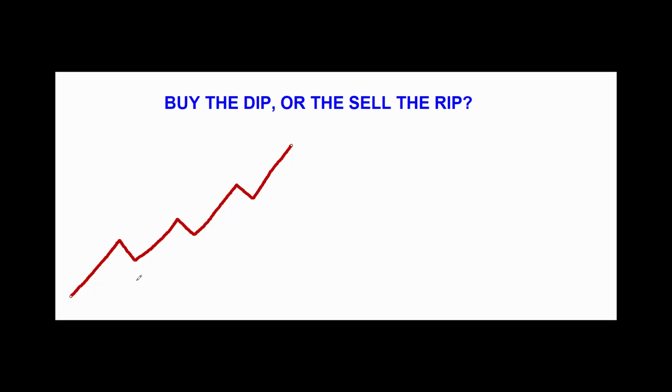Now, what defines an uptrend? Here's a high, here's a low. Here's a low when it started. This low is higher than that low. This high is higher than the previous high. This low is higher than that low. This high is higher than that high. This low is higher than that low. Simple stuff. Uptrend. When you're in an uptrend, you buy the dip.